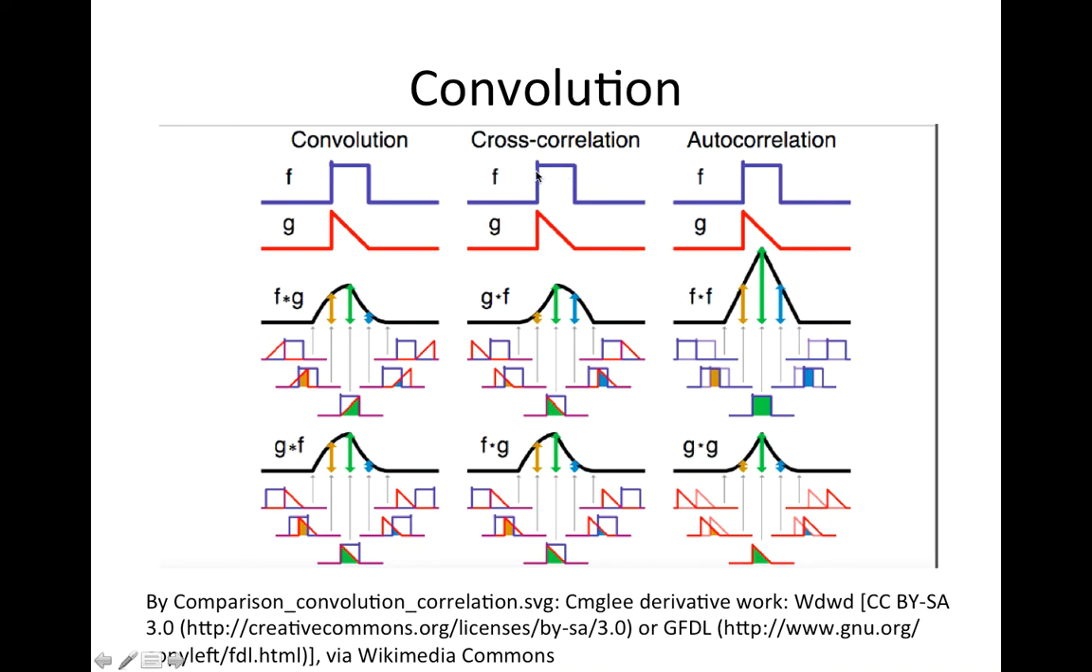Cross correlation we're often using just to, for example, determine the relationship between two data sets. Convolution, we're often looking at the relationship between two temporal signals.